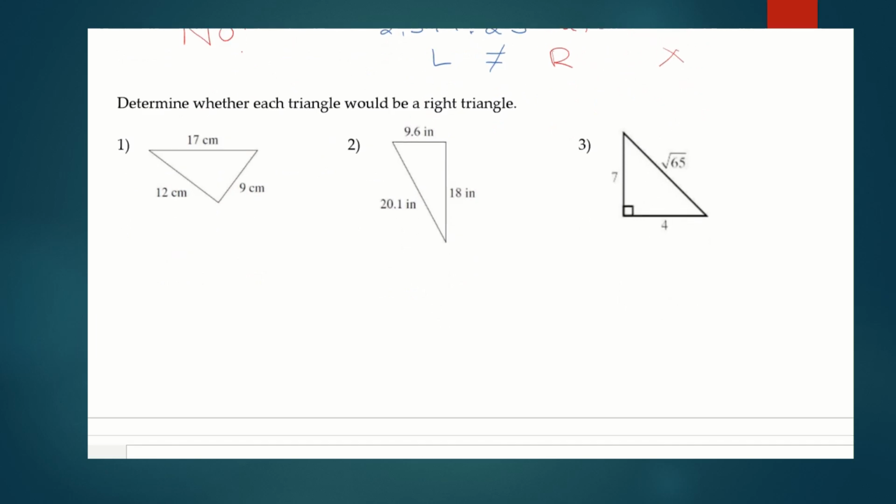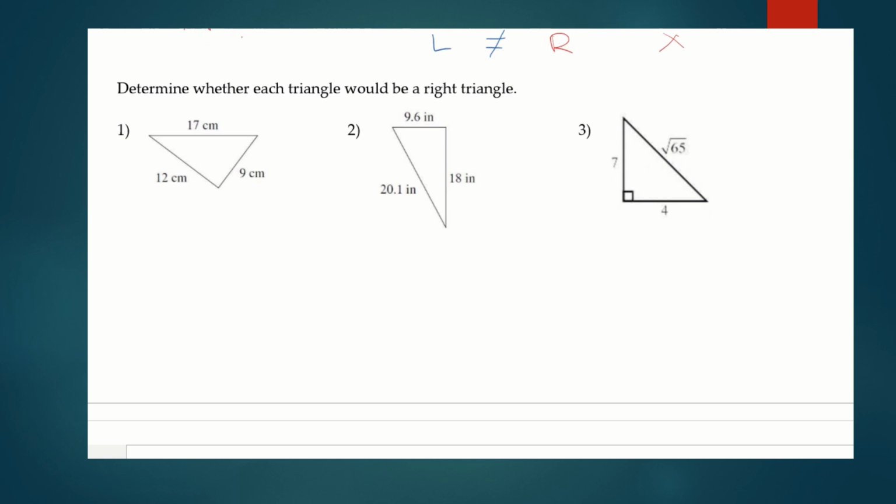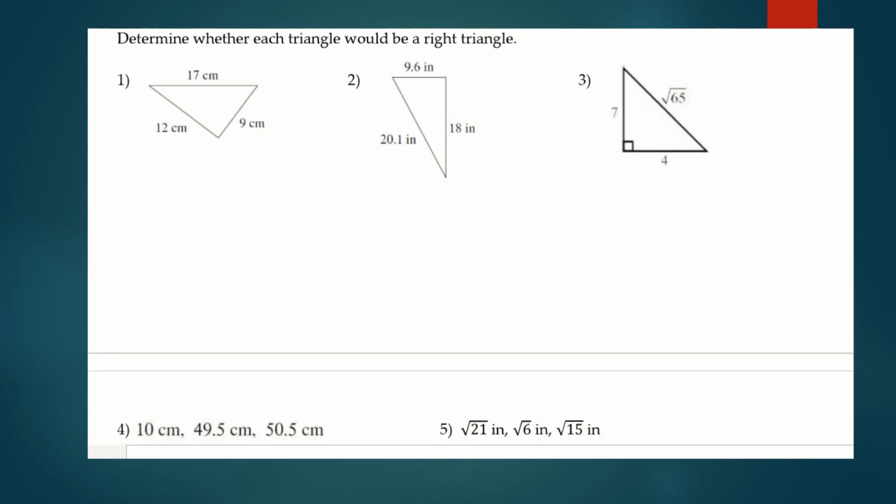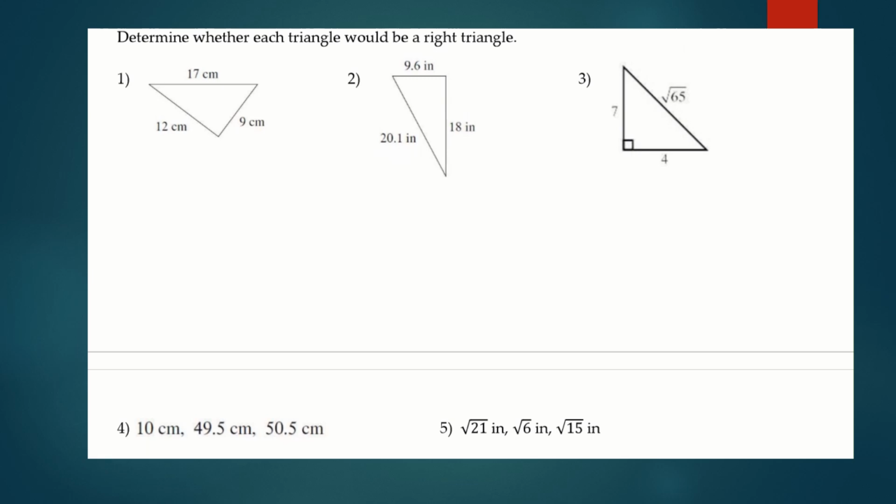We're going to determine whether each triangle would be a right triangle using the Pythagorean theorem. So if I give you a triangle that has side lengths 9 centimeters, 12 centimeters, and 17 centimeters, first thing, let's identify the legs and the hypotenuse. So the legs are the shortest sides. So 9 and 12 are the legs. 17 would have to be the hypotenuse because the hypotenuse is the longest side.